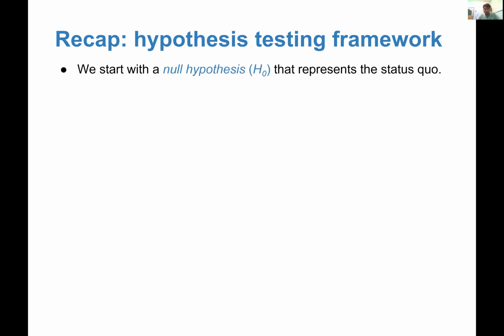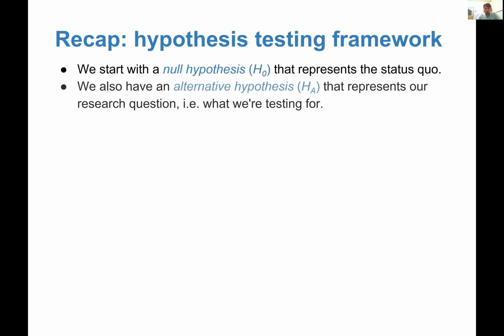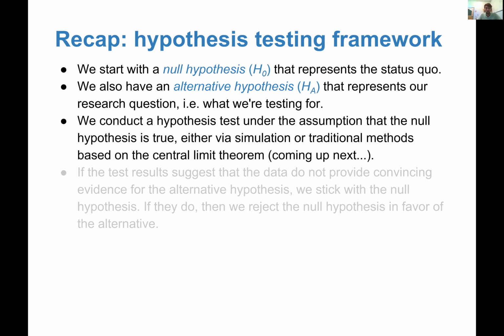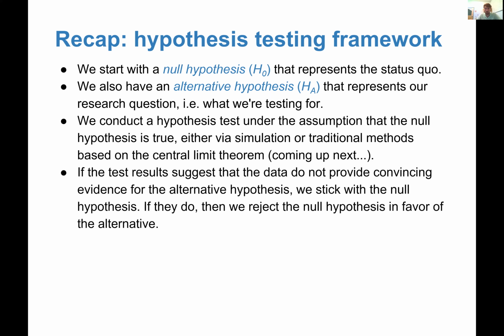So we start with a null hypothesis, the status quo. Then we also have an alternative hypothesis, which is the research question, what you're testing for. Then we conduct a hypothesis test under the assumption, and this is key, that the null hypothesis is true. The p-value tells us how strange our results are if the null hypothesis were true. If the test results suggest that the data do not provide convincing evidence, we stick with the null hypothesis.